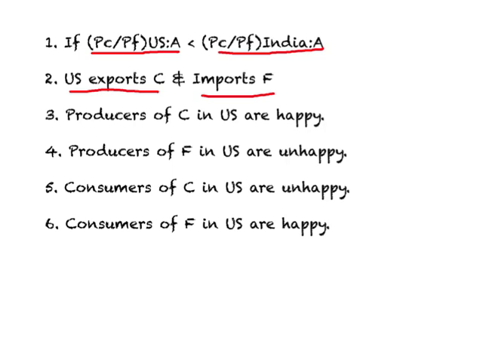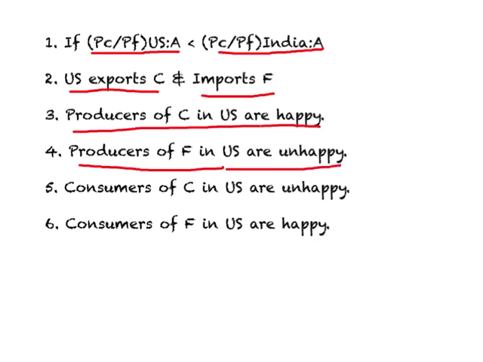Now look at the following, how foreign trade impacts different sections of the society. Producers of clothing in the US are going to be happy. Why? Because they receive a higher price for their product with foreign trade. What about producers of food in the US? They cut back on their production. Why? Because the world price of food, relatively speaking, is lower. So producers of food in the US are going to be unhappy.